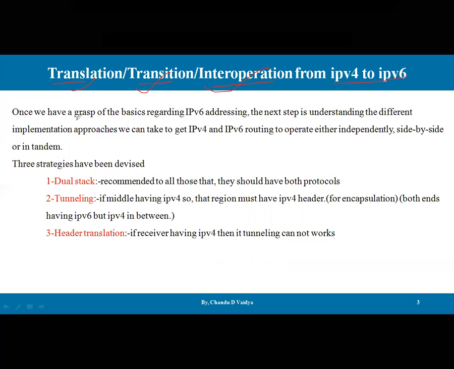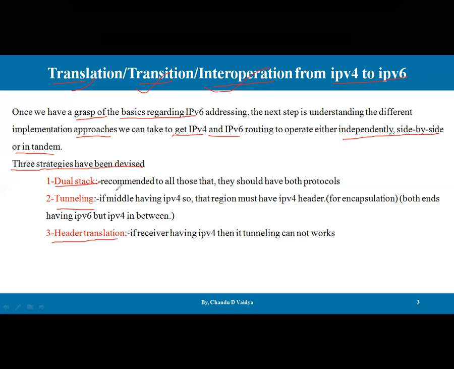Okay, once we have a grasp of the basics regarding IP version 6 addressing, the next step is to understand the different implementation approaches we can take to get IP version 4 and 6 routing to operate either independently, side by side, or in tandem. So these are the three methodologies we can see. And for this purpose, three strategies have been devised. The very first strategy is dual stack. Second is tunneling. Third is header translation, each with its own separate existence.